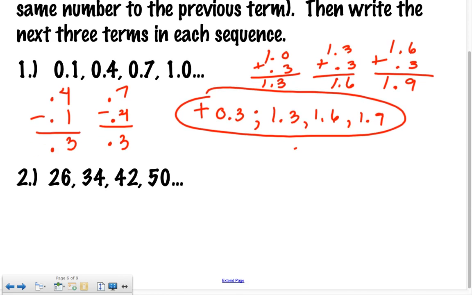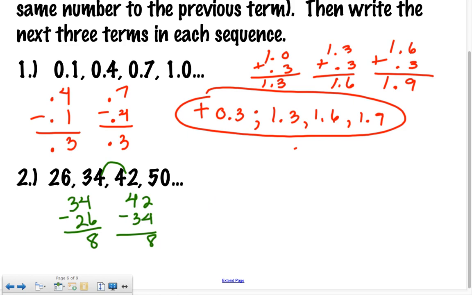All right, for this one you're going to do the same thing. You're going to subtract 26 from 34, and that would be 8, and then 42 from 34 to see if that is also the same rule, and that would be 8 as well.